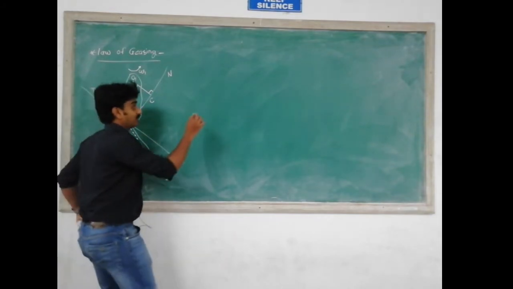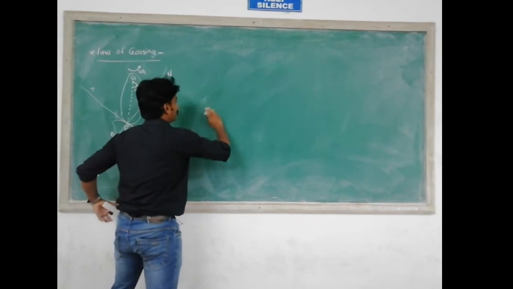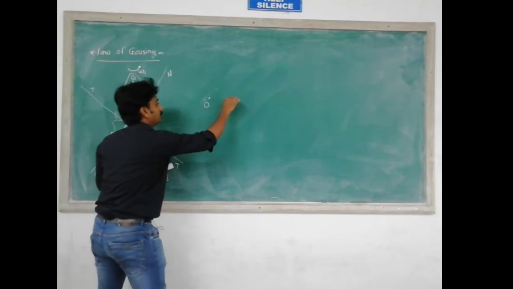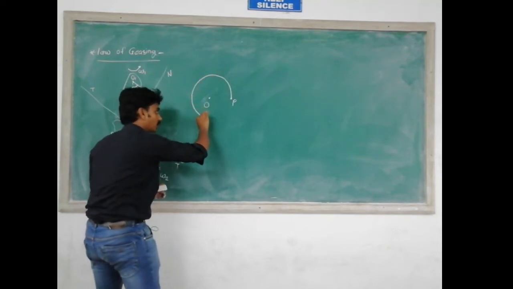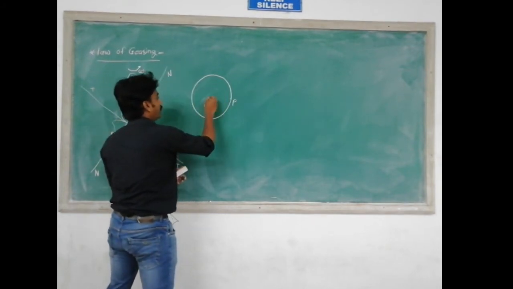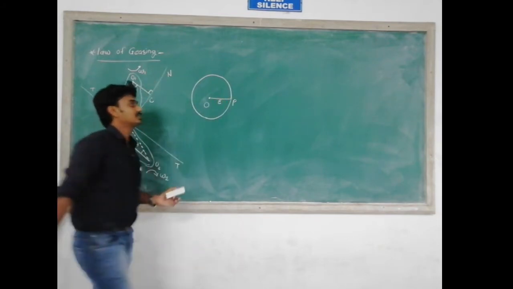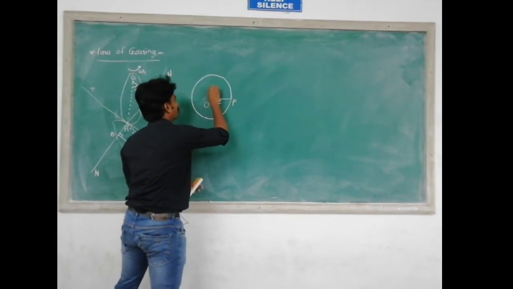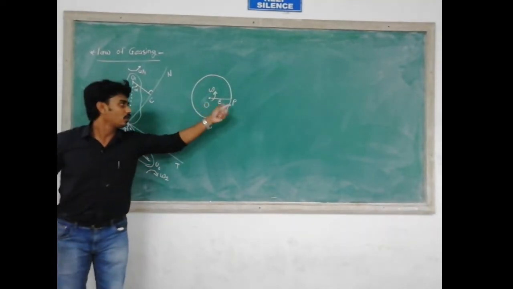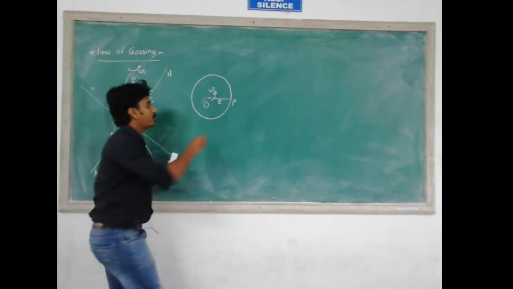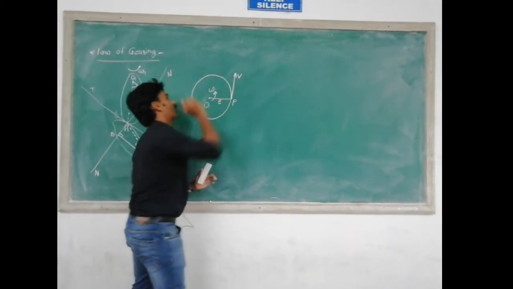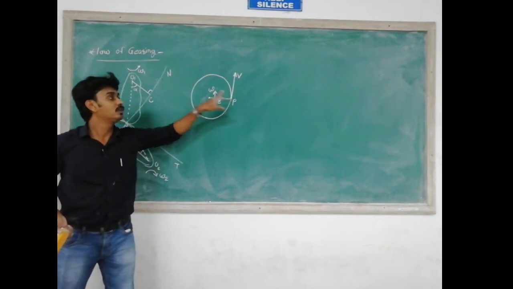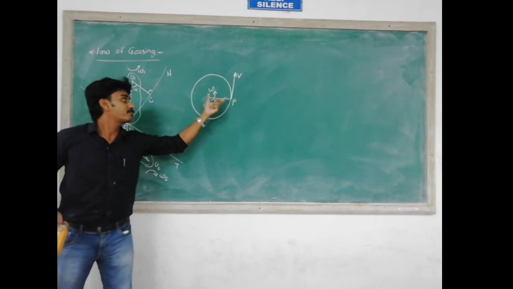Now let's consider one concept. Suppose this is a point P, rotating about this center O in this manner, and this is the radius of the circle. If point P is rotating in this direction with angular velocity omega, then the direction of the velocity of the point P is perpendicular to the radius. How do we obtain the direction of the velocity of the point P? It is perpendicular to the radius.